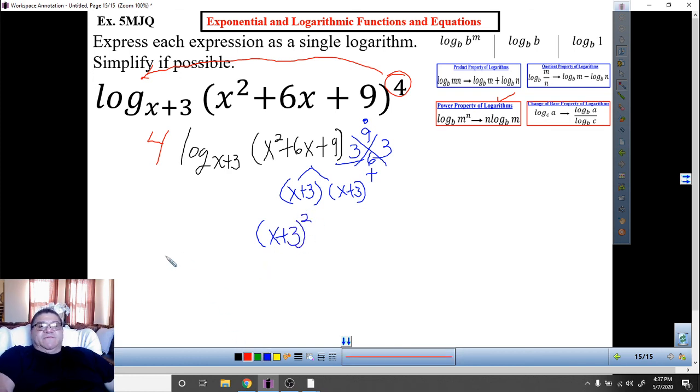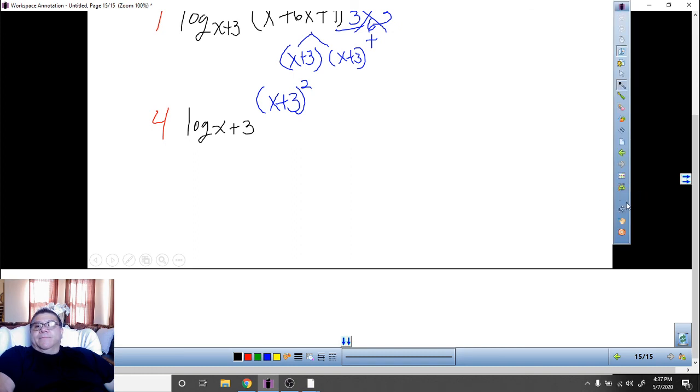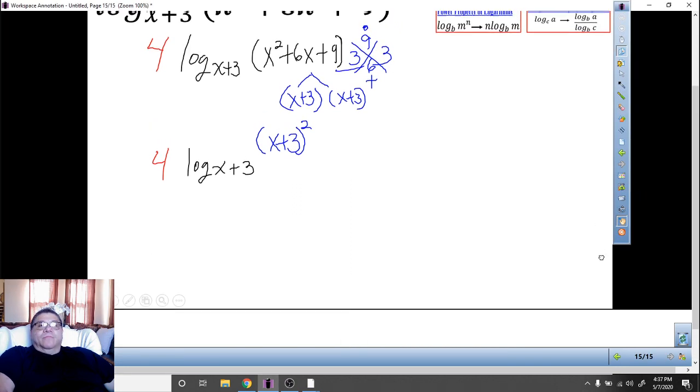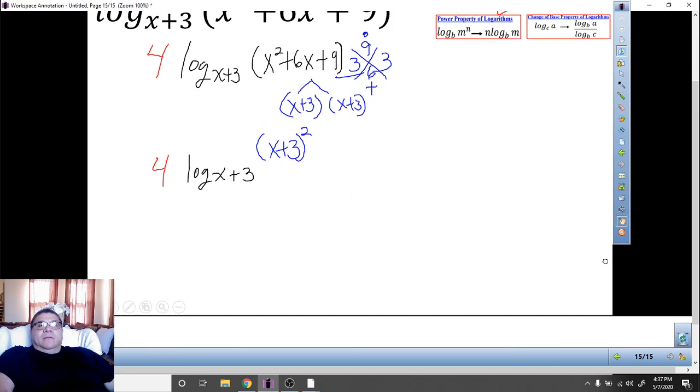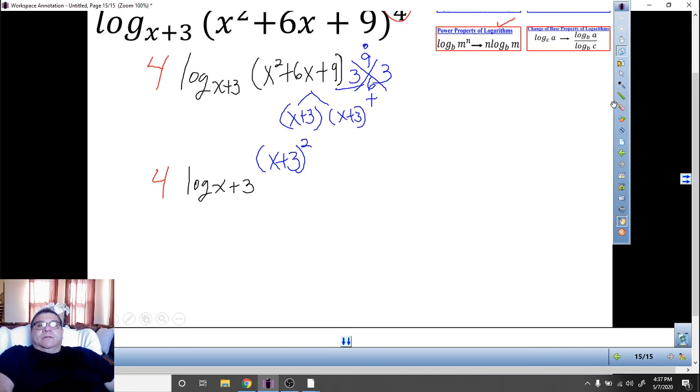Let me bring the rest of it down. 4 times log. Then we have the base x plus 3. All right. So let's find out. What do we notice, or what can we use now?